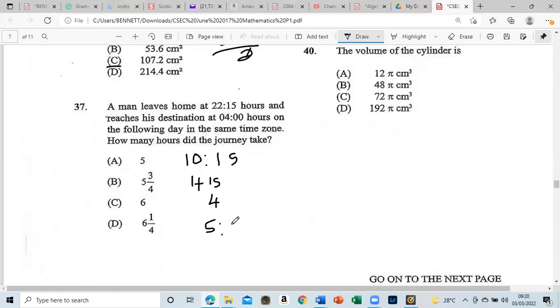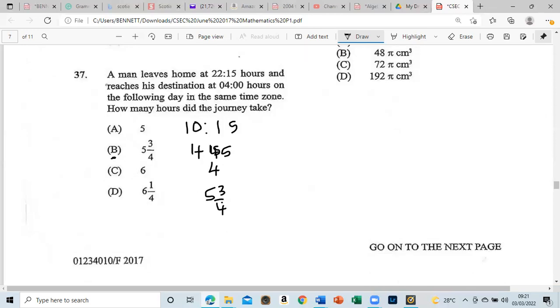No. This is going to be 45 because I want 45 more to make it to 11 and 1, yeah. So that's 5 and 3/4. Gosh. So that's P. Guys, read the questions carefully. Alright, let's move on to 38.